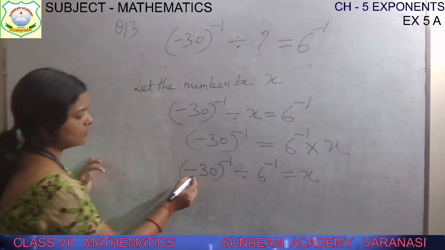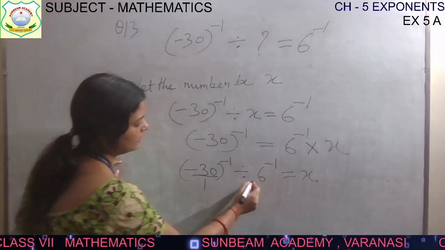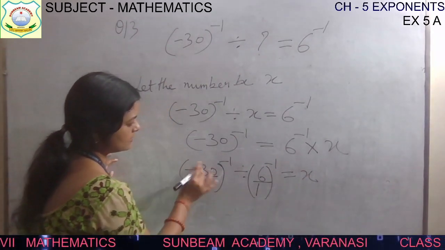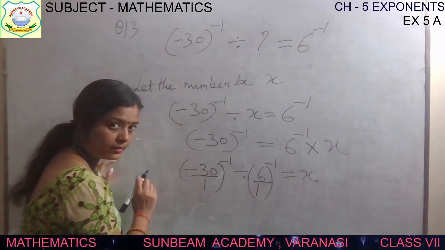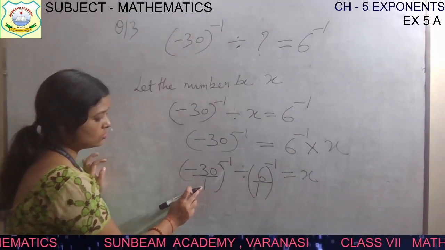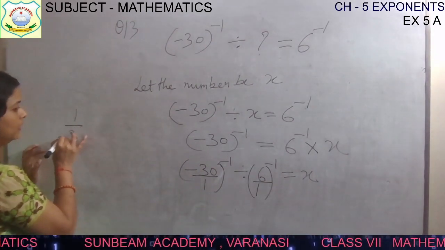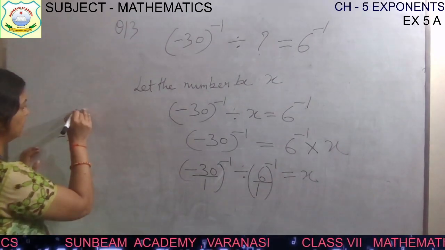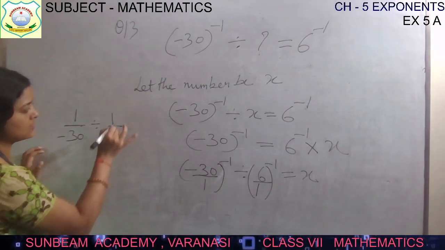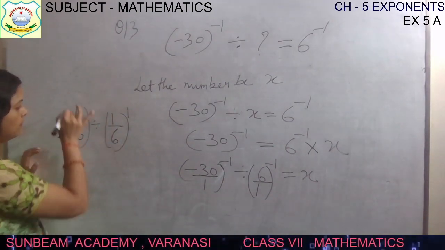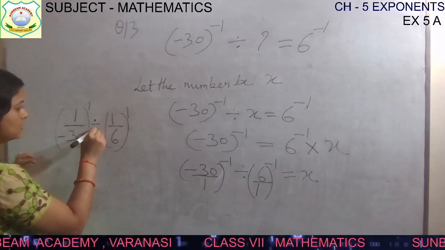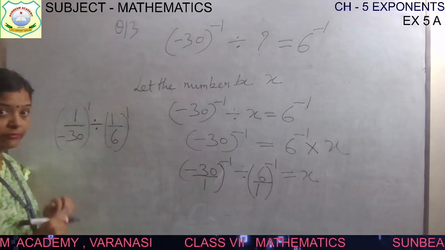So the next step is, this can be written as minus 30 by 1 and this can be written as 6 by 1. Okay. Can we write? Yes. Minus 30 can be written as minus 30 by 1. So if you have to make the power positive, you have to make it reciprocal. So this will become 1 by minus 30 divided by 1 by 6, whole to the power 1. Children, now the negative power will become positive power. This is now positive power and still we have to divide.